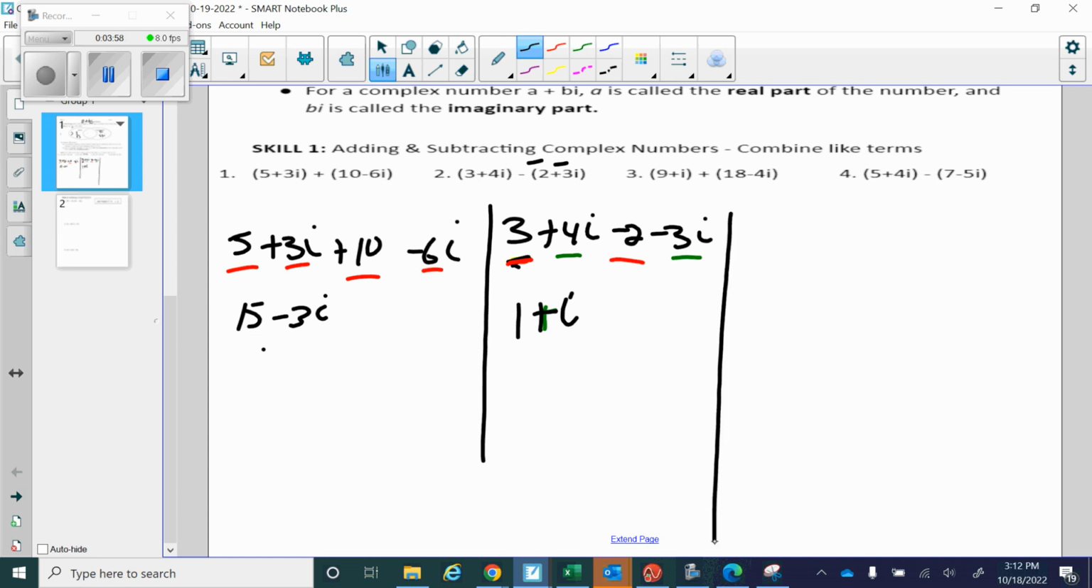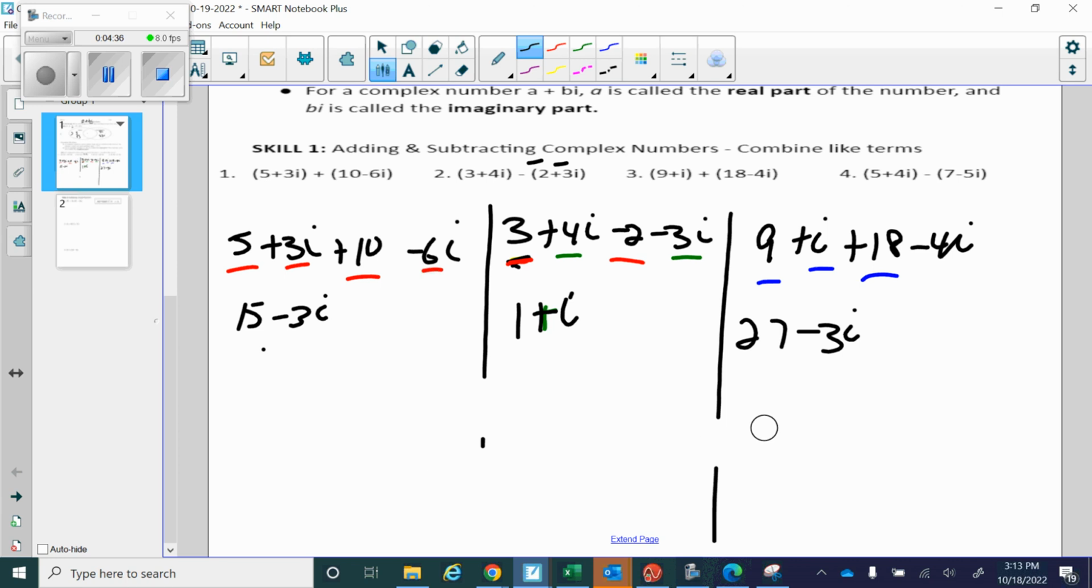Number 3, again, I'm going to remove parentheses. That gives me 9 plus i plus 18 minus 4i. My like terms are 9 and 18. Add those together, that gives me 27. And then i minus 4i, that gives me -3i. Good.